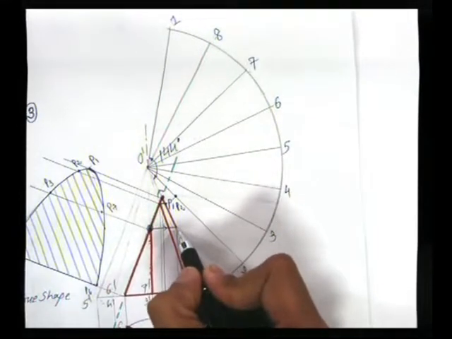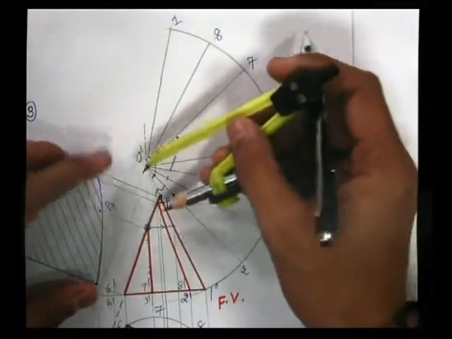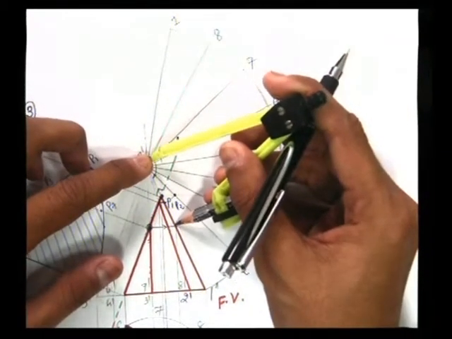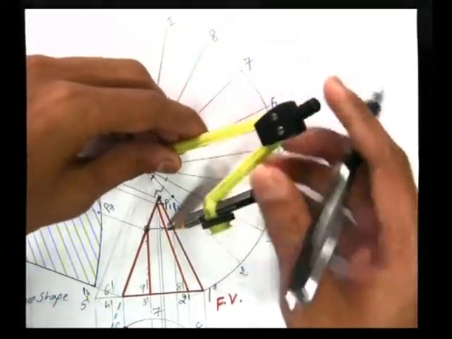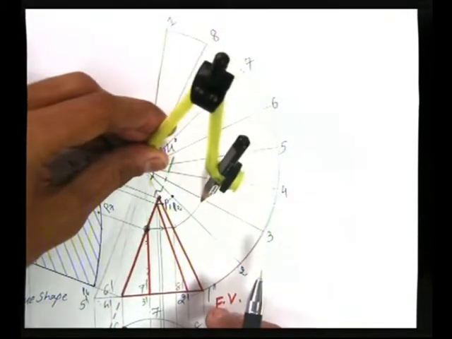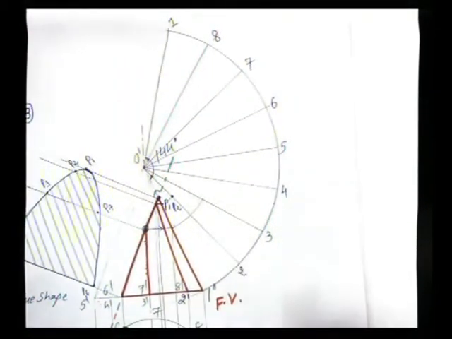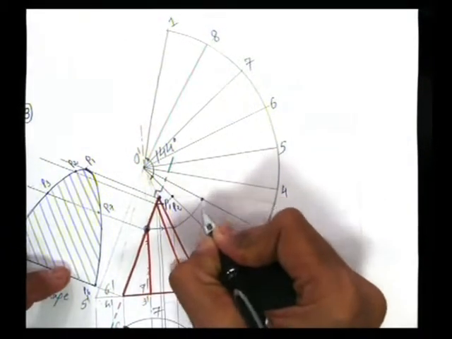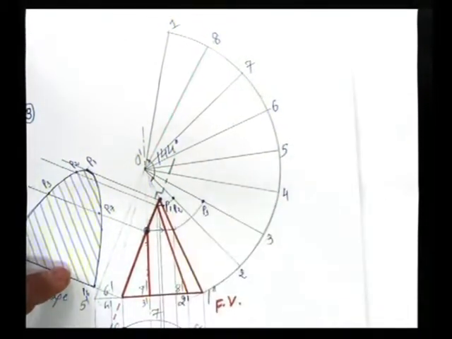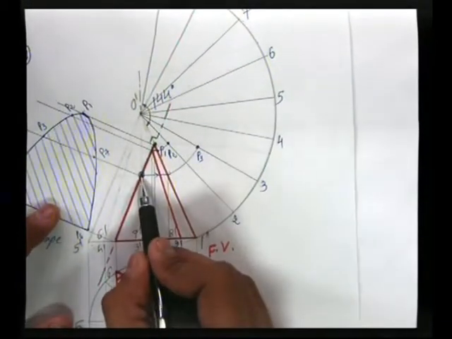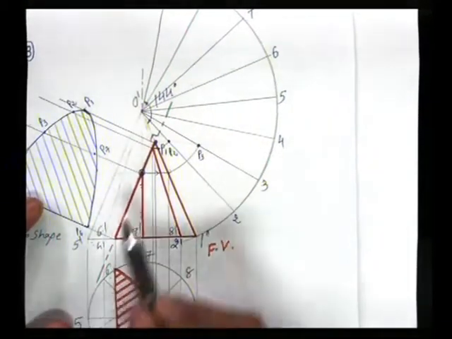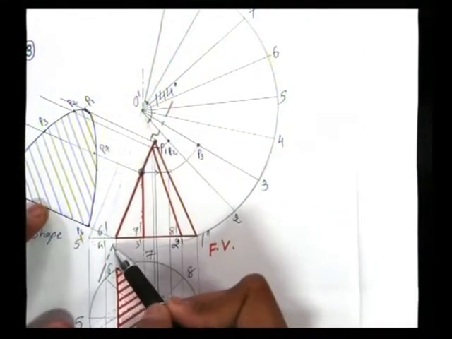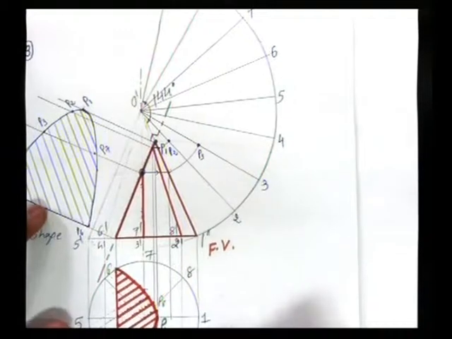Now again with the same analogy, take O' as a center, O' to this extended point as a radius somewhere here, and draw an arc. So that will cut O3; extend that arc up to O3. So this is point number P3, because this point is on O'3'. Now on O4, the O4 generator is not cut by this cutting plane anywhere, so we skip that portion.